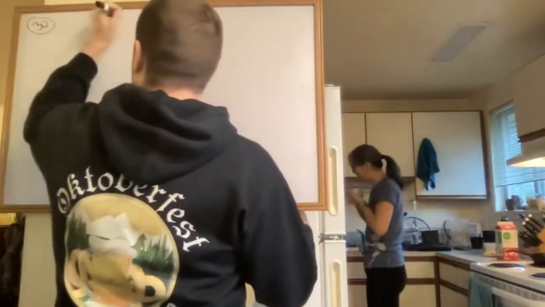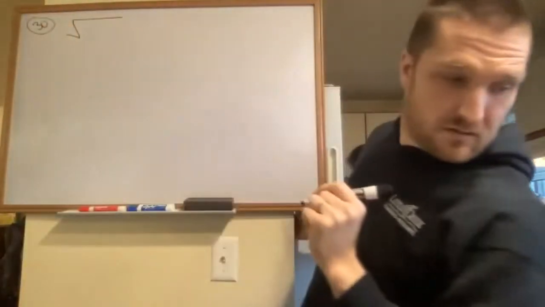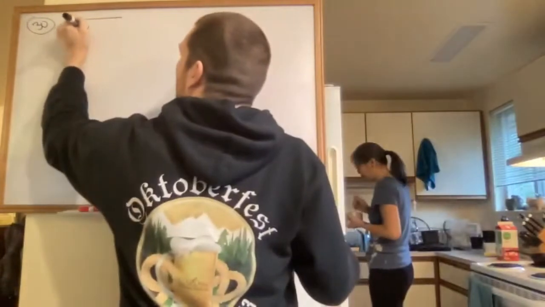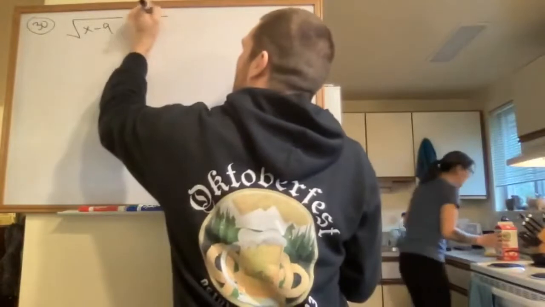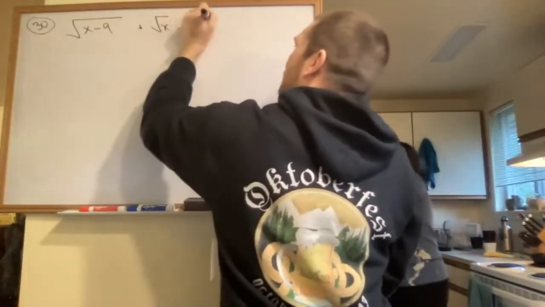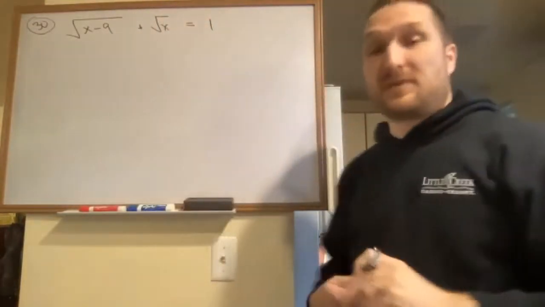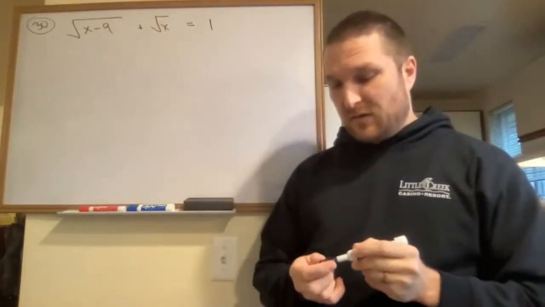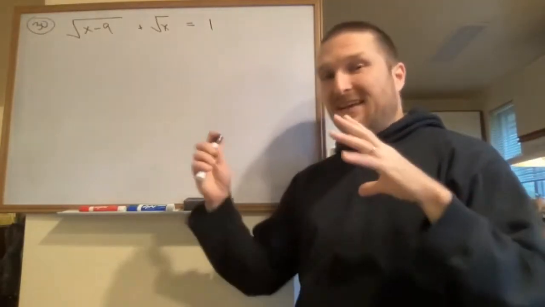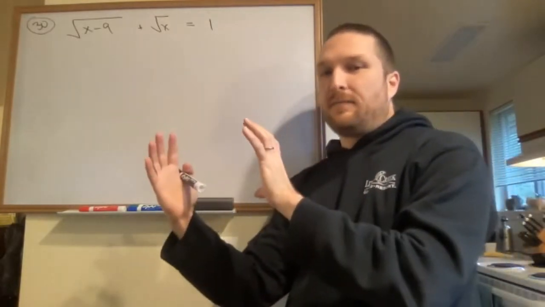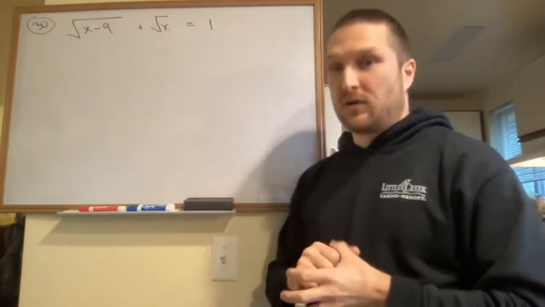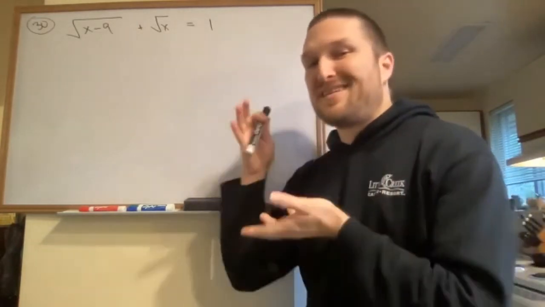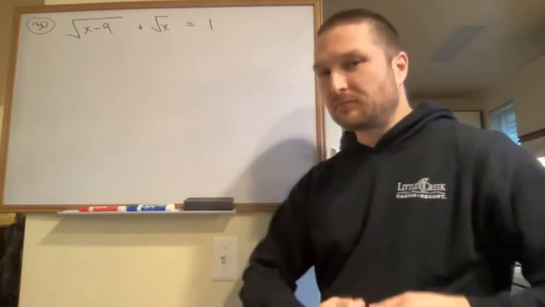This is number 30. The square root of x minus 9 plus the square root of x equals 1. Now up until this point, we've been able to get a square root all by itself and just square it and get rid of it. Well, now we have 2 square roots to deal with. Both square roots have the variable in them.